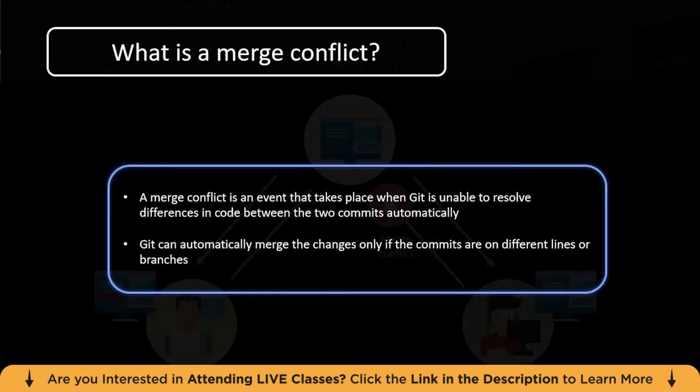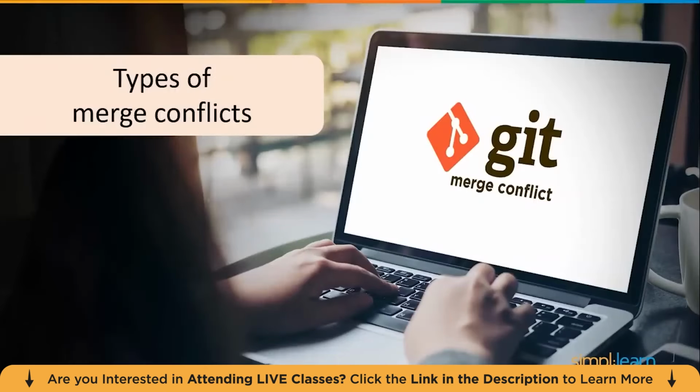It is possible that one merge can happen successfully, then the next merge will be cancelled and deferred due to merge conflicts. Git can automatically merge the changes only if the commits are on different lines or branches. If at any moment you diverge from the process and have different lines of source code, that is where merge conflicts come into the picture. Now what are the different kinds of merge conflicts which we normally face?